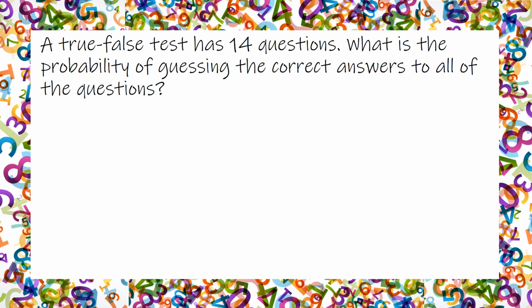A true-false test has 14 questions. What is the probability of guessing the correct answer to all of the questions? So, on the first question, you have a 1 out of 2 possibility of getting it correct. On the second question, you have a 1 out of 2 possibility. Same with the third, and the fourth, and the fifth, and the sixth, and the seventh. Keep going all the way up to 14.